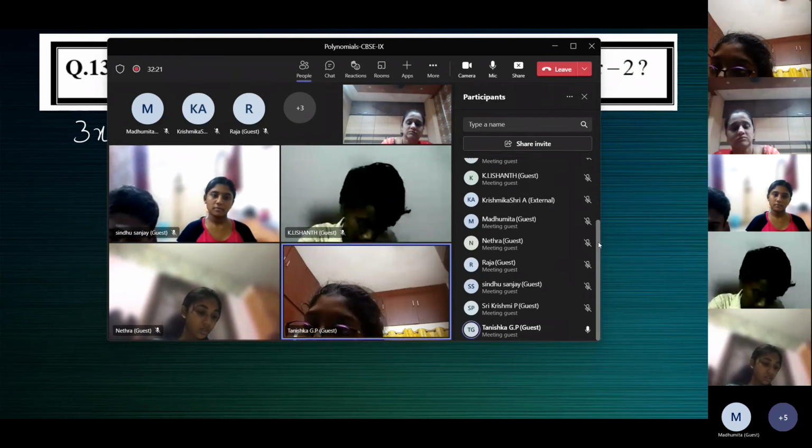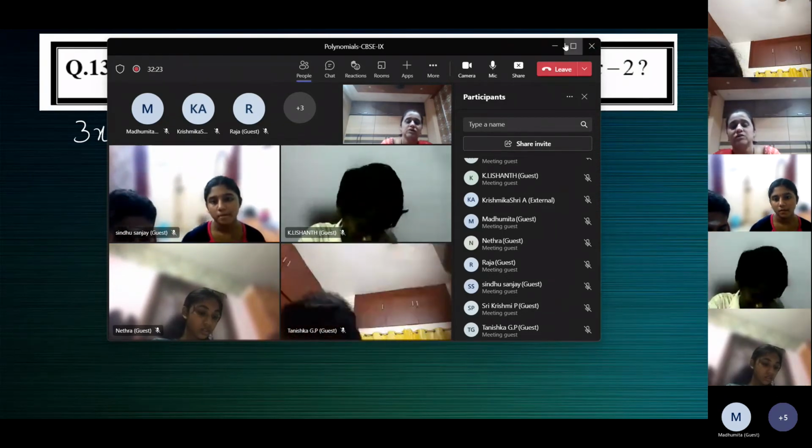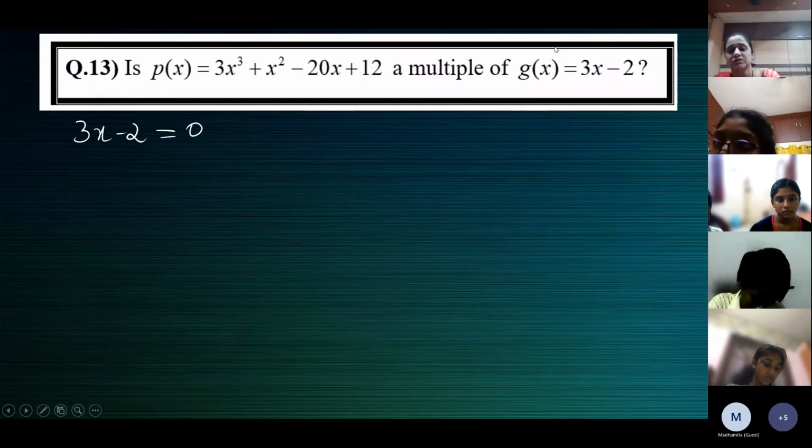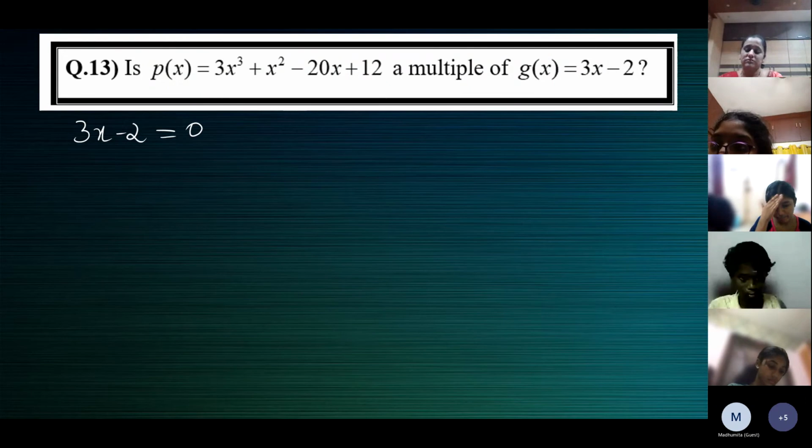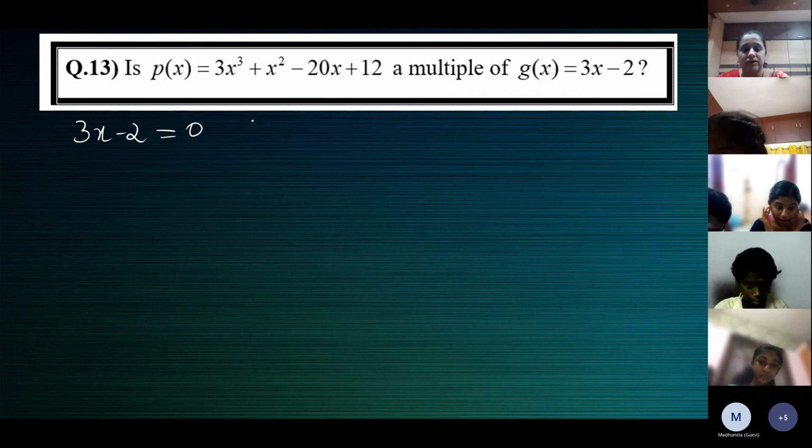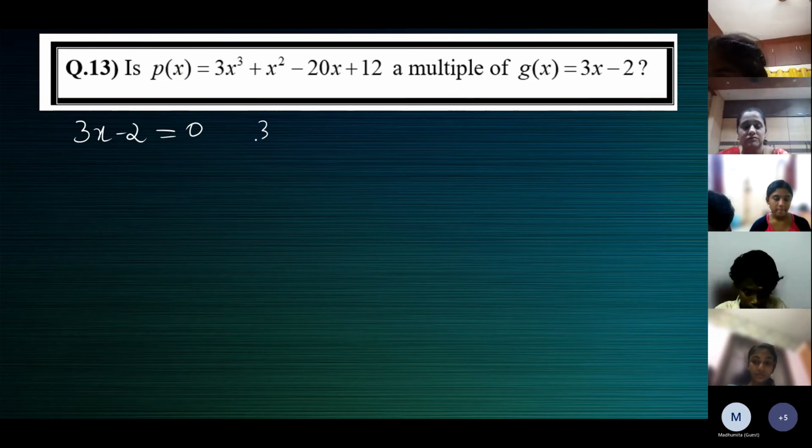Completed, ma'am. Okay. What is your conclusion, Tanishka? Is it a multiple or not? Yes, ma'am, it is a multiple. Yeah, read out your steps, Tanishka. 3x minus 2 is equal to 0. Then what? Quickly. 3x is equal to 2, x is equal to 2 by 3.